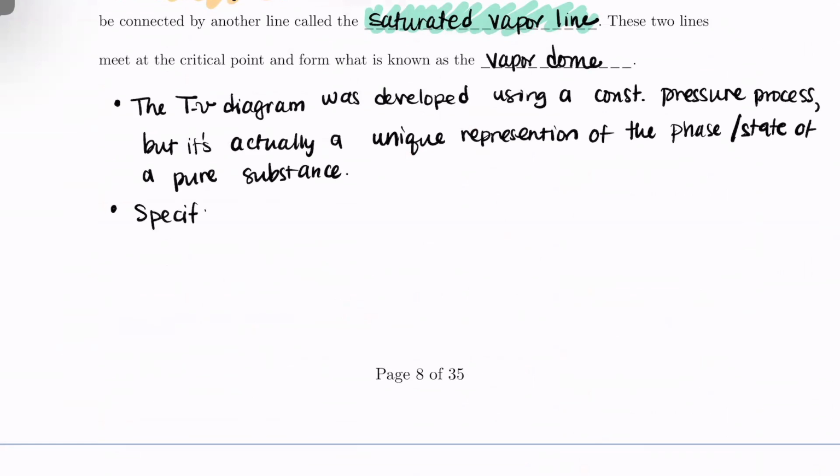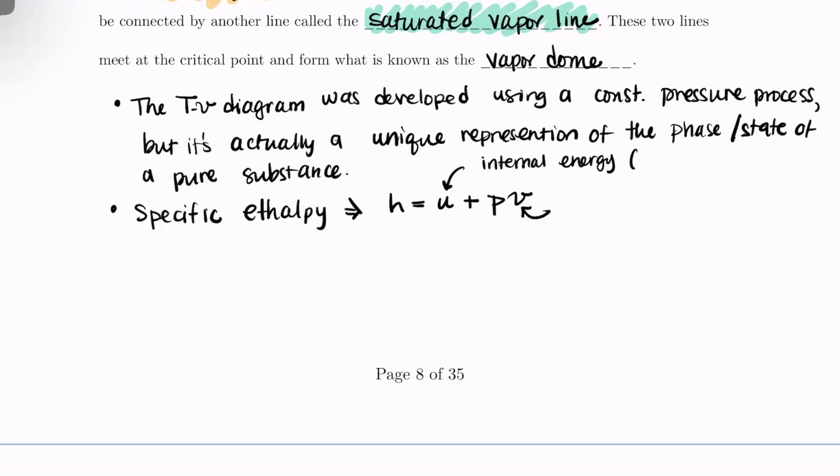Let's also, I wrote this down earlier, but I'm going to formally define it here. So specific enthalpy is just a combination of specific internal energy, pressure, and specific volume. So this is internal energy, specific volume, and then this is pressure, of course.